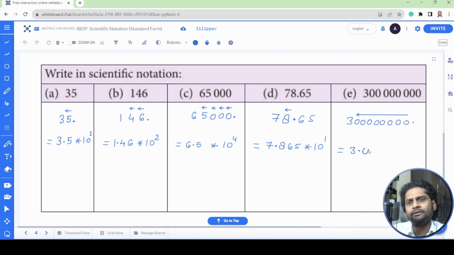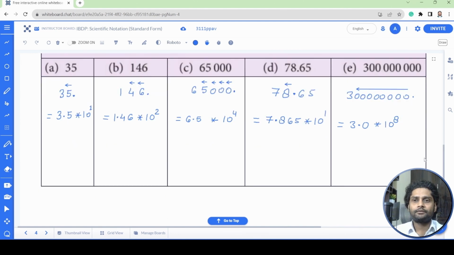Now you can even write 3.0. It's useless to write all the trailing zeros because that doesn't matter. So 3.0 times 10 raised to the power of 8 because we shifted the decimal by 8 digits. So these are a couple of examples of big numbers.